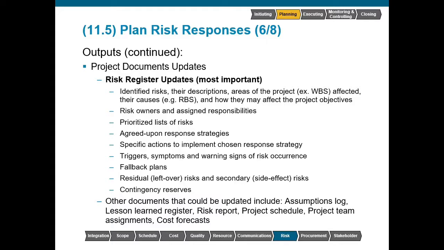Project documents updates include the risk register updates. At this point, we have a very thoroughly prepared risk register with a lot of information on it. We have our identified risks with a narrative description of them, the area of the project that we believe that they will affect, and we could tie this to the work breakdown structure.